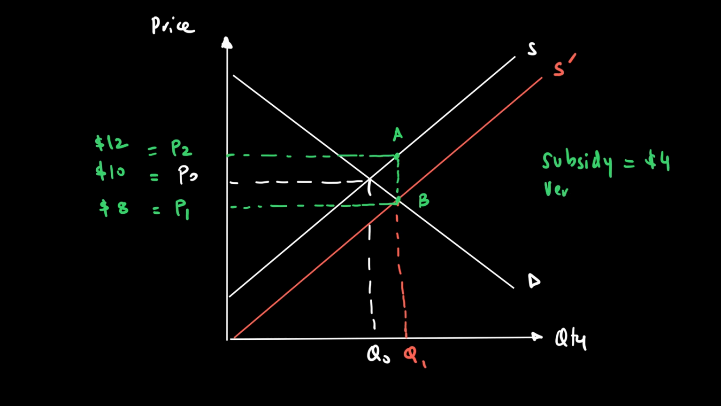Let me write this: vertical distance AB is your amount of subsidy.